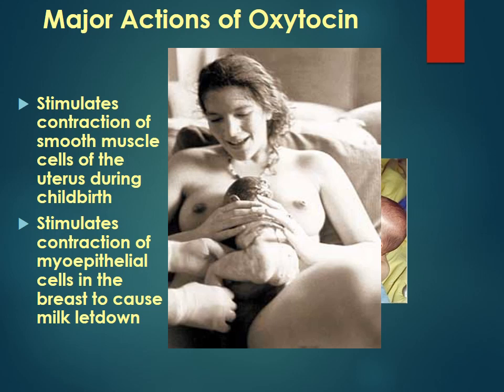The major actions of oxytocin: stimulates contraction of smooth muscle cells of the uterus during childbirth, stimulates contraction of myoepithelial cells in the breast to cause milk letdown.